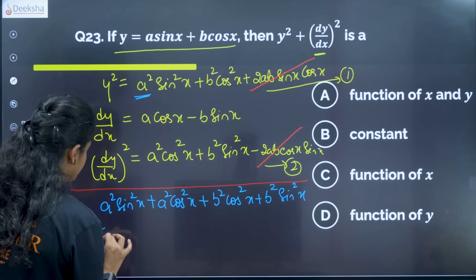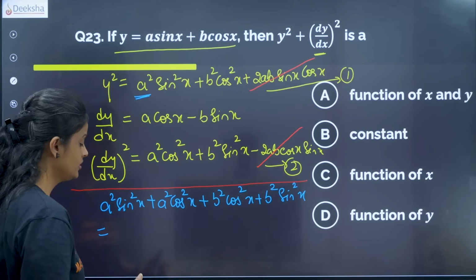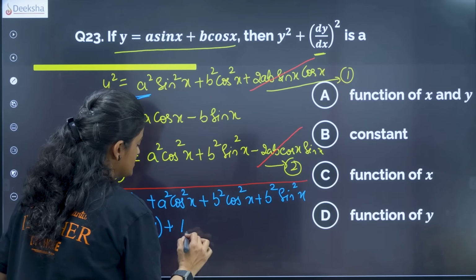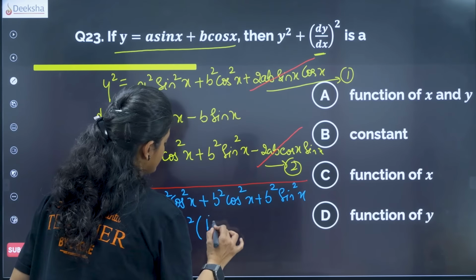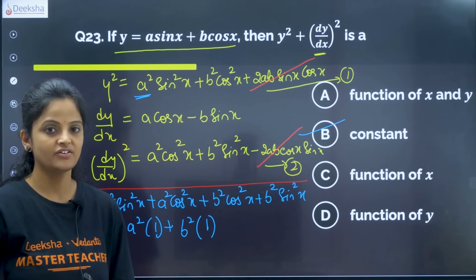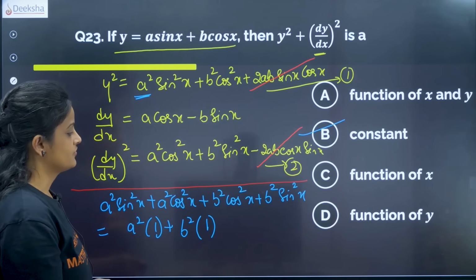Now I have sin square x plus cos square x. If I take a square out, I have 1. Same thing for this, b square I have taken, means I have 1 there. So what I am getting here is the constant, right? The function is not in x, not in y, it is just the constant function.